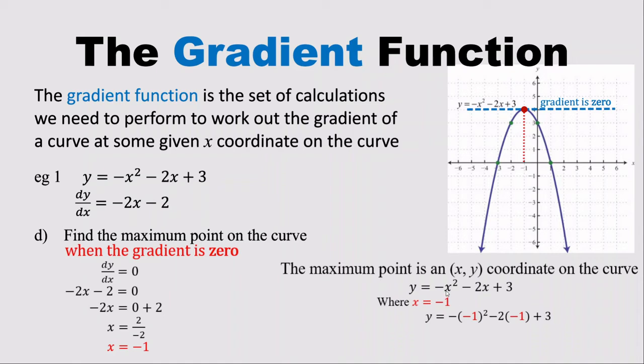Substituting negative 1 in for x, I've got negative 1 squared. Make sure you use brackets when you substitute in, especially when you're substituting a negative value in. Minus 2 times negative 1 plus 3. Working that through, that gives me negative 1 squared makes it positive. Minus 2 times negative 1 makes that plus 2 plus 3, which gives us 4. Again, I can see that on my graph, but I don't always have a graph. So my maximum value for y is 4, and my maximum point is negative 1, 4.